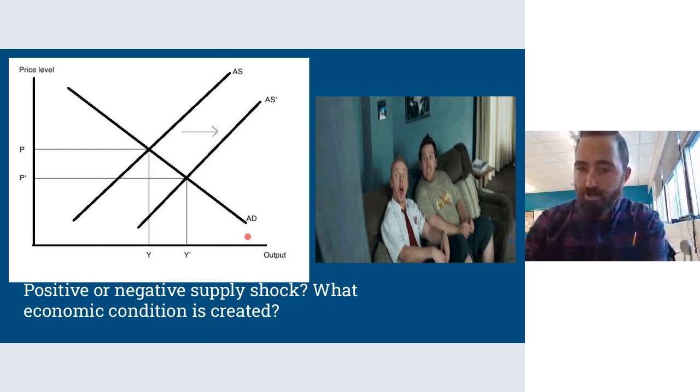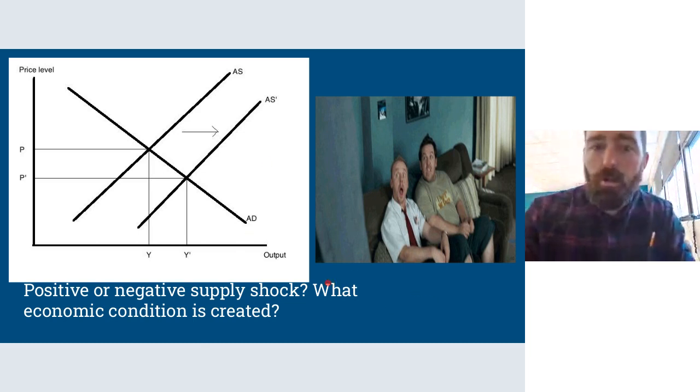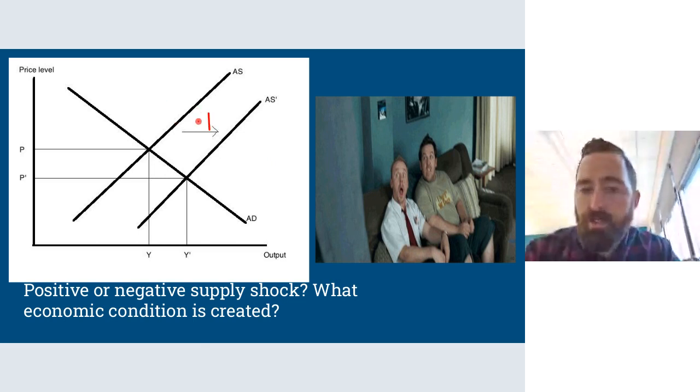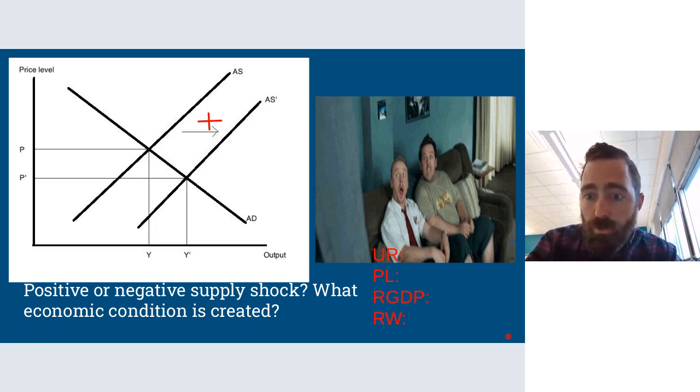Okay. All right. So now I'll take a look at this one. Positive or negative supply shock. This is a positive supply shock, okay, because for whatever reason, lower input costs, higher technology, higher productivity, less government regulations, supply is shifting to the right. And so now we have to figure out the effect on unemployment rates, price levels, real GDP, real wages, okay?